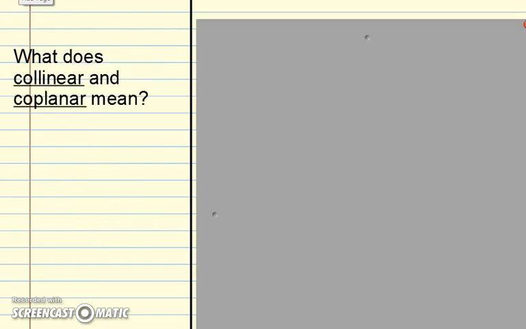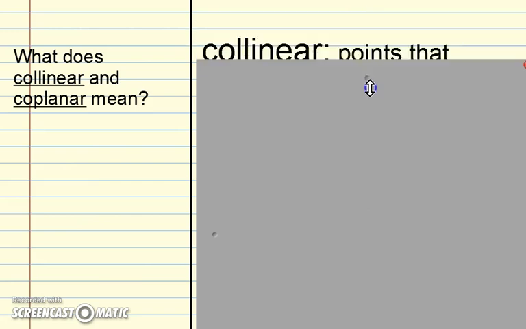So then we have collinear and coplanar. Both of those have the prefix co in them, and then you take a look at the base word that's in both of them. Co means more than one. So copilot means you're the second pilot. In this case we have collinear. The base word is line, so we have multiple things with a line.